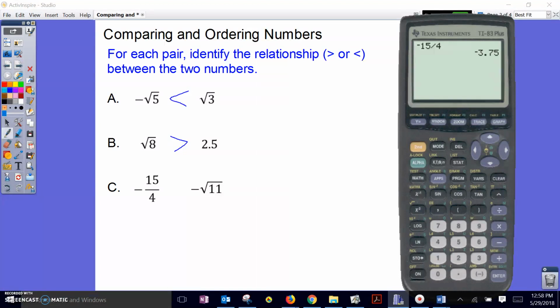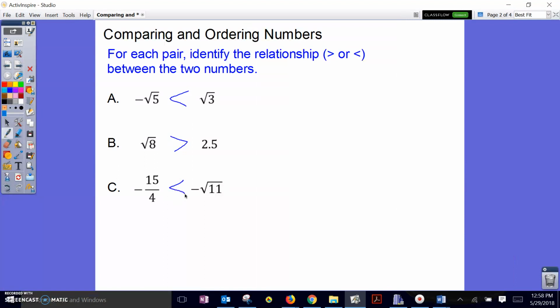We've got negative 3.75, and we've got negative 3.316. Now the negative 15 over 4 has a larger magnitude, and since these numbers are both negative, the one with the larger magnitude is smaller. So negative 3.75 is less than negative 3.316, and so negative 15/4 is less than negative square root of 11. All right, on to our next example.